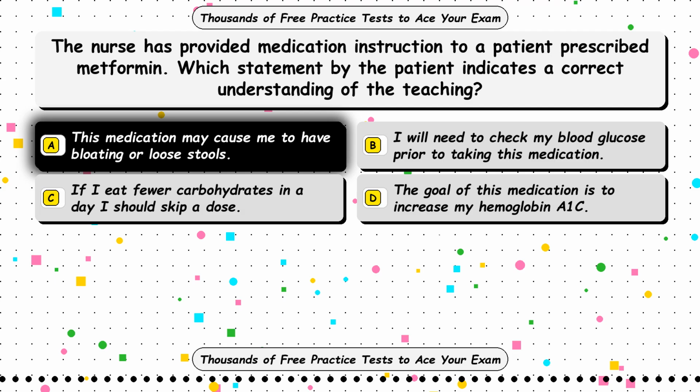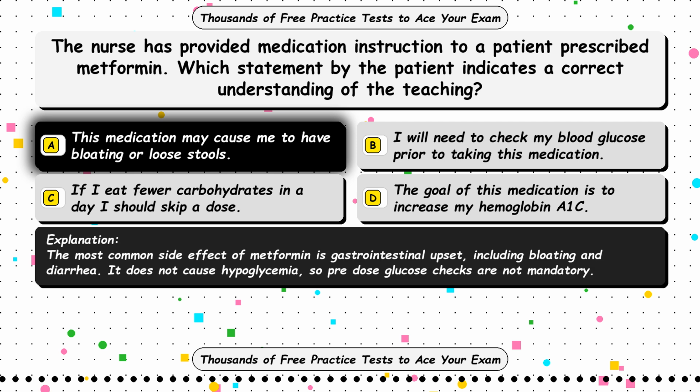The correct answer is option A: this medication may cause me to have bloating or loose stools. The most common side effect of metformin is gastrointestinal upset, including bloating and diarrhea. It does not cause hypoglycemia, so pre-dose glucose checks are not mandatory.